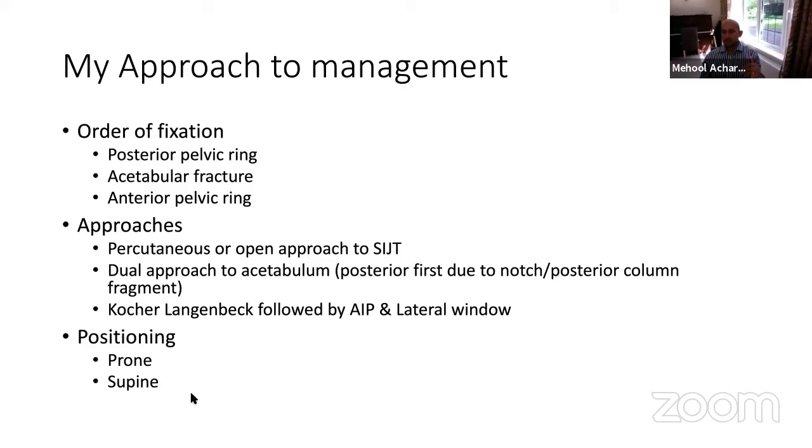My approach is either a percutaneous or an open approach to the SI joint. There wasn't marked displacement of the SI joint, so I'm hopeful that I can get this percutaneously. And then I'm thinking about the acetabular fracture, and I'm thinking I may well have to do a dual approach for this with a degree of displacement.